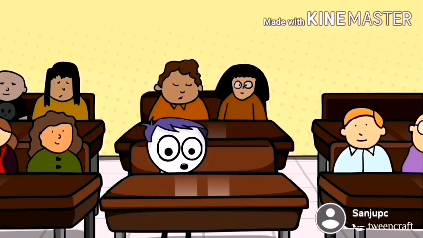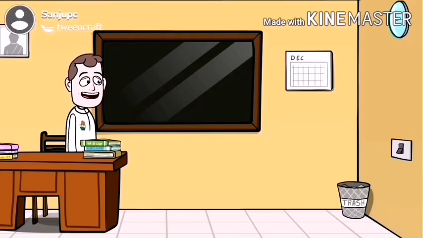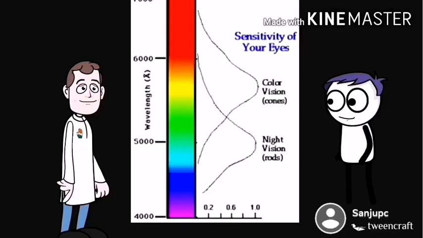Master, can we see all the rays? No, we can see only the visible rays. The visible rays have the wavelength of 400 nanometer to 700 nanometer. That ray can only be seen through our naked eyes. Our eyes have the sensitivity of seeing the visible lights only.